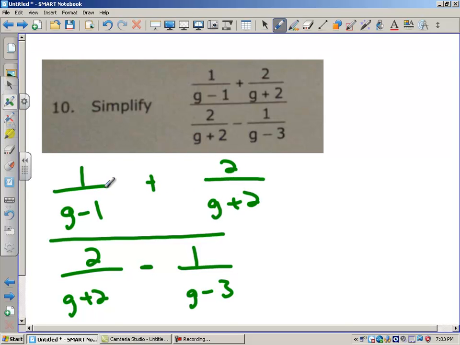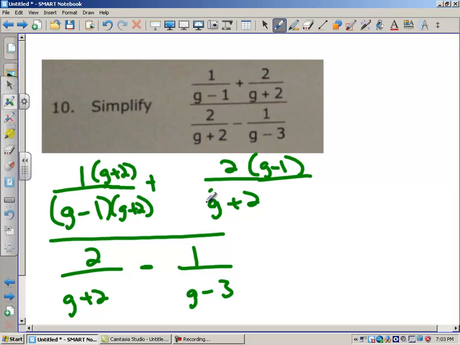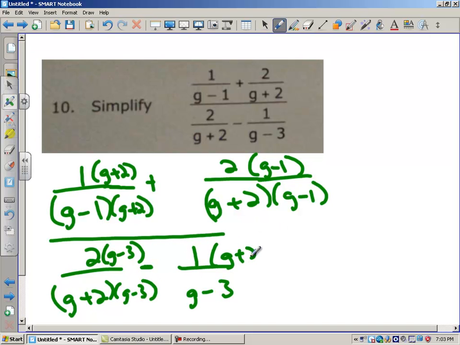Okay, so the common denominator here, the least common multiple between g minus 1 and g plus 2, is g minus 1 times g plus 2. So on the top here we need a g plus 2 and make this a g plus 2. And then on this side we need a g minus 1, and here we also need a g minus 1. Okay, so what do we need here? This one needs a g minus 3 over g minus 3. This is messy. And then this one needs a g plus 2 and a g plus 2.